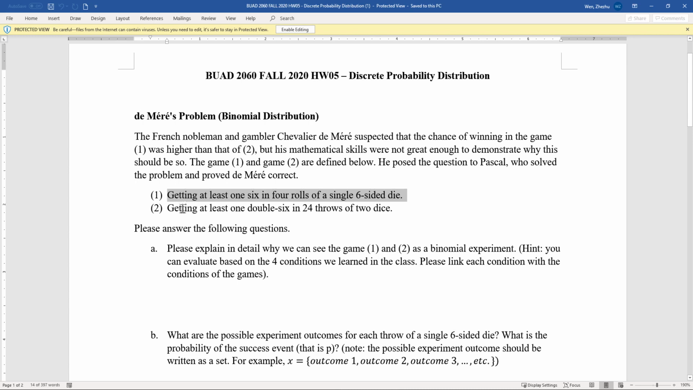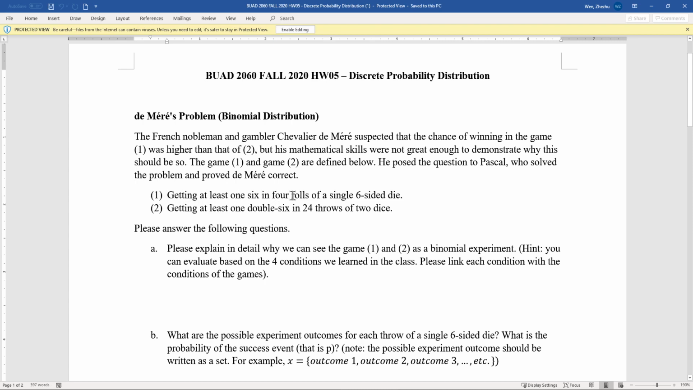Game number 2 says getting at least one double 6 in 24 throws of 2 dice. So you're throwing 2 different dice. Each one of them has 6 sides, just like the one you're throwing in the first game. But you throw them 24 times. You will win if there's at least one double 6 showing up during those 24 throws.